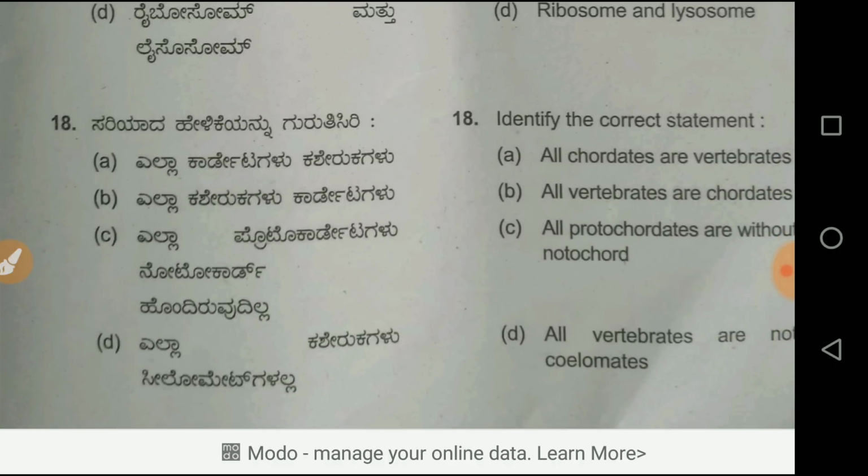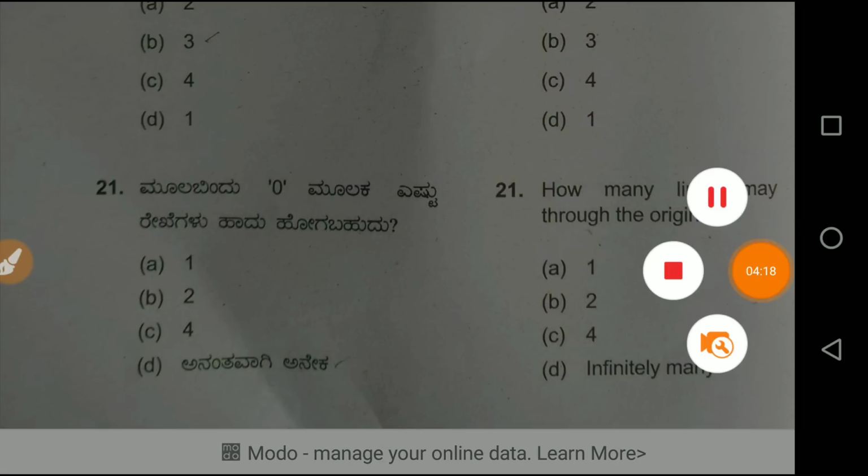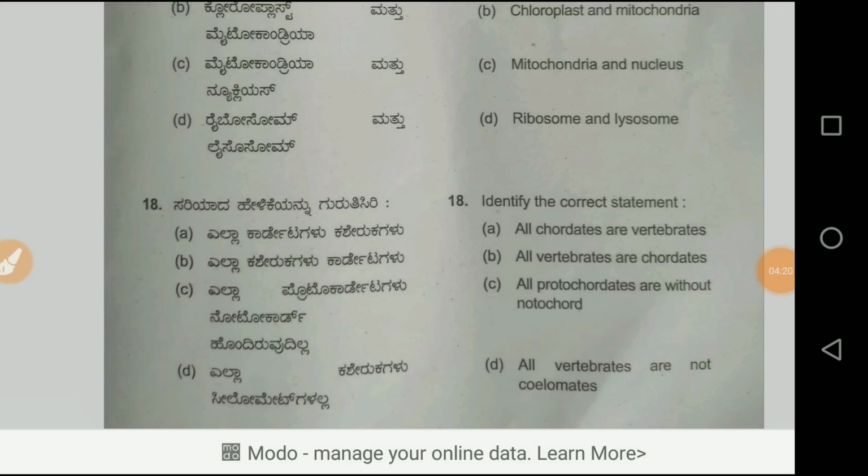identify the correct statement. All chordates are vertebrates. All vertebrates are chordates. All protochordates are without notochord. All vertebrates are not coelomates. Now let us discuss chordates and vertebrates. What is the difference between chordates and vertebrates? Chordates means they do not have a vertebral column, whereas vertebrates means they have a vertebral column.